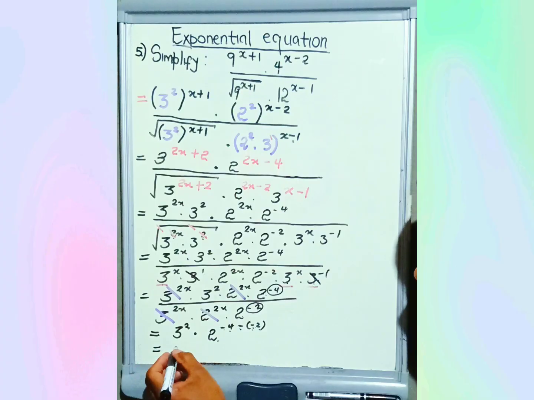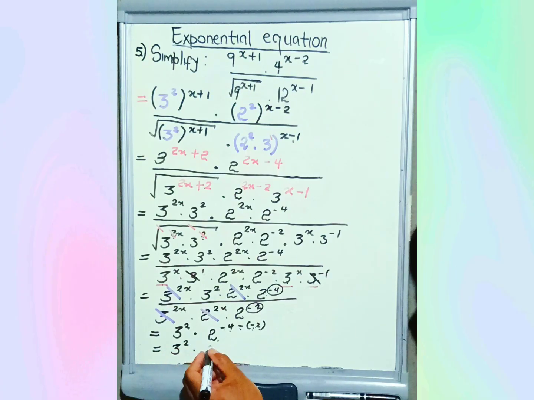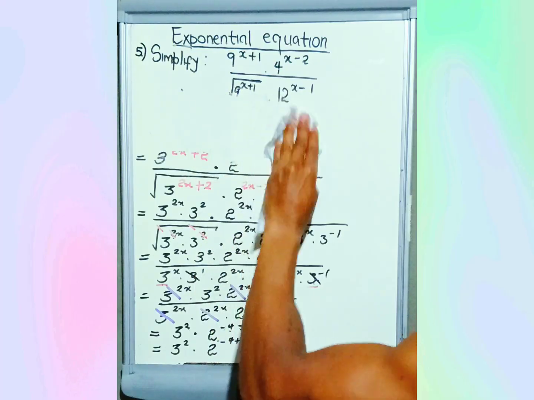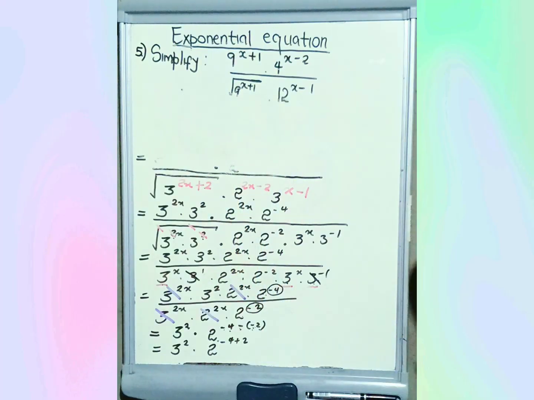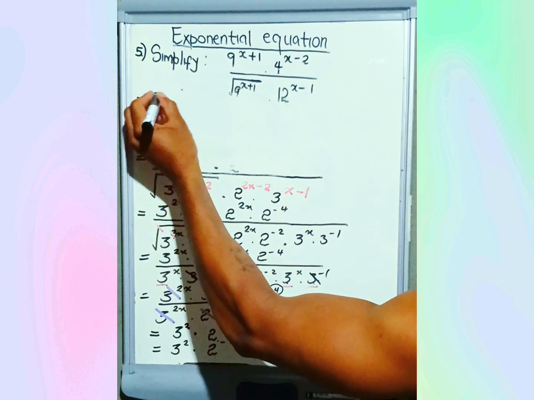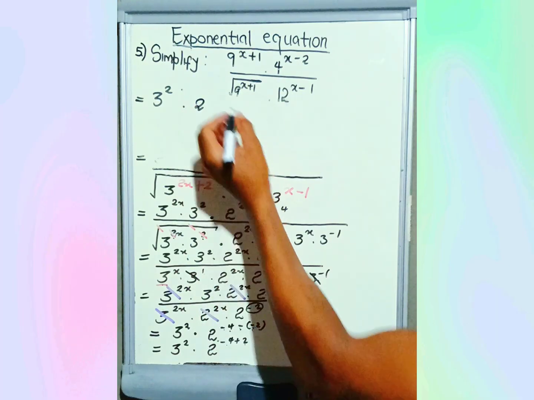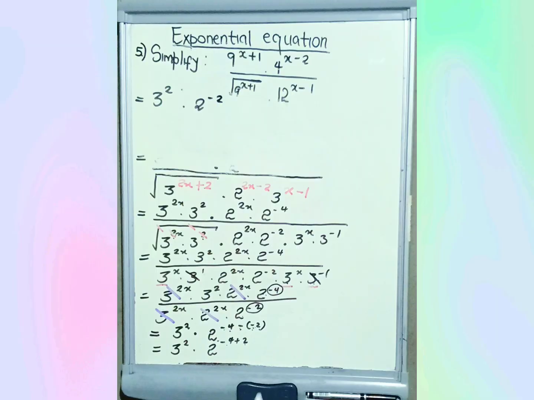Then here we're going to have 3 raised to 2 times 2 raised to negative 4 plus 2. Let me erase here so that we can continue. Now I'm left with 3 raised to 2 times 2 raised to negative 4 plus 2, which is the same as negative 2. Do you see that? Negative 4 plus 2 is the same as negative 2.